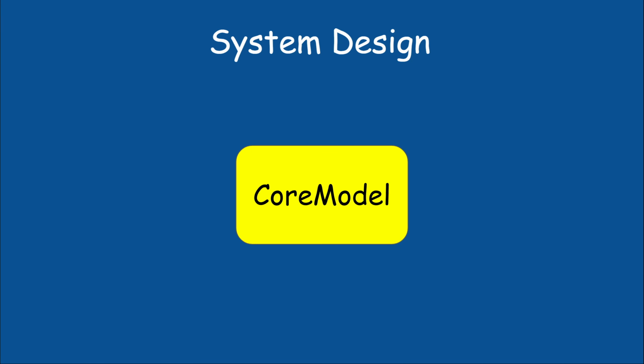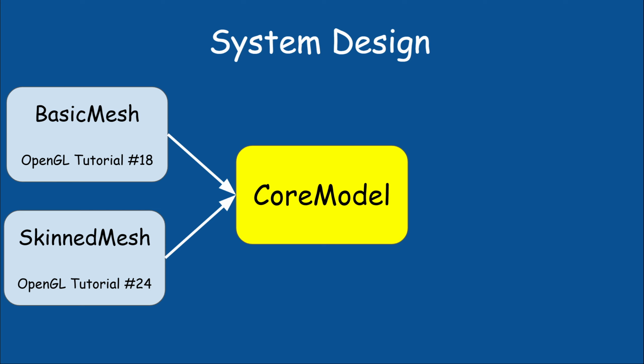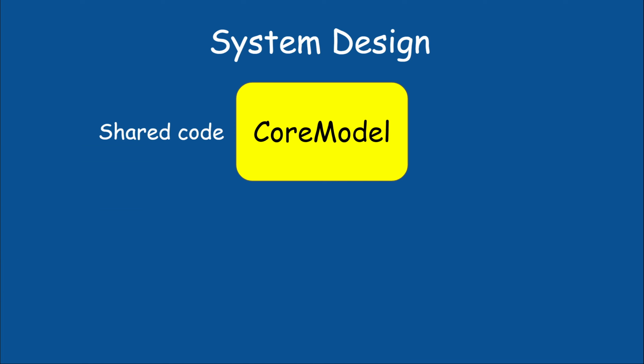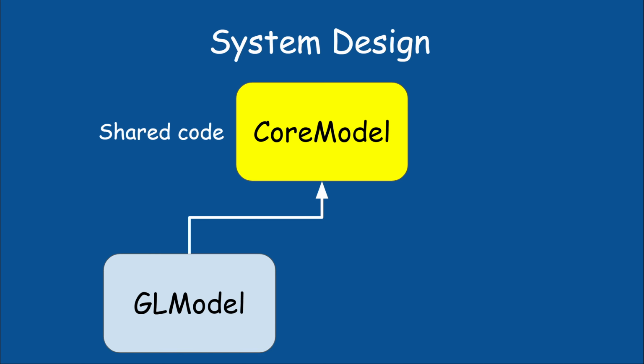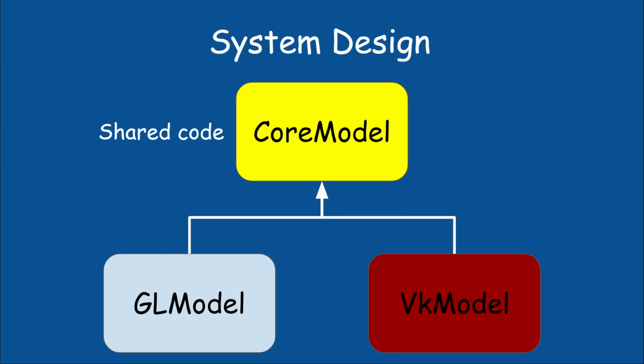We will start with a class called CoreModel. This class is a combination of the classes Basic Mesh and Skinned Mesh, which were originally created for loading regular models and skinned models, respectively. In order to support Vulkan, I refactored all the OpenGL stuff into a new class called GLModel and created a class for Vulkan called VkModel. Both GLModel and VkModel derive from CoreModel.